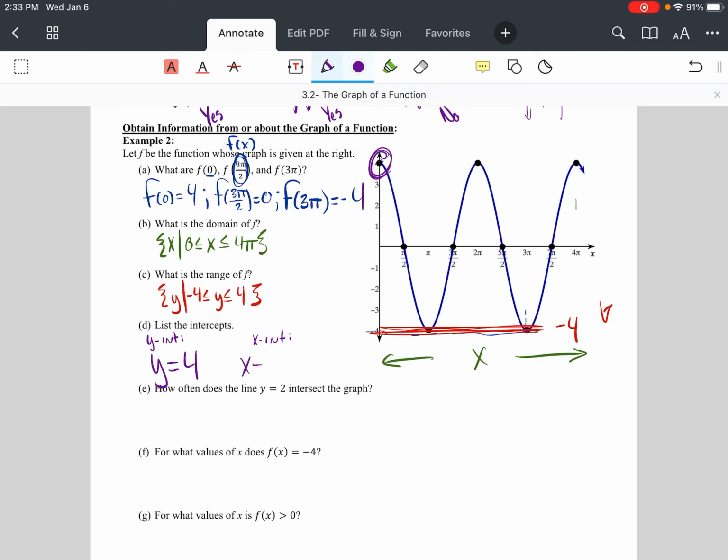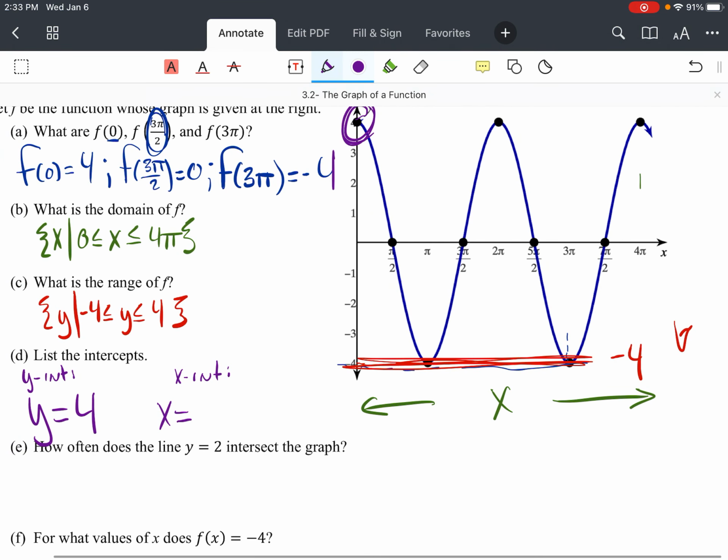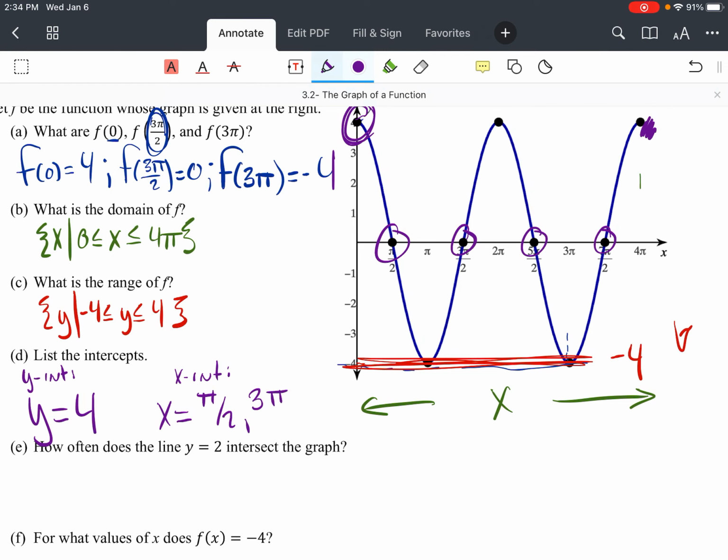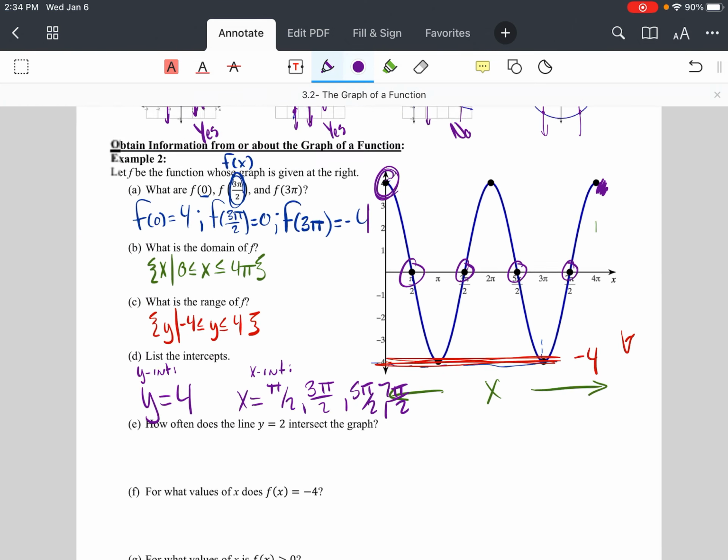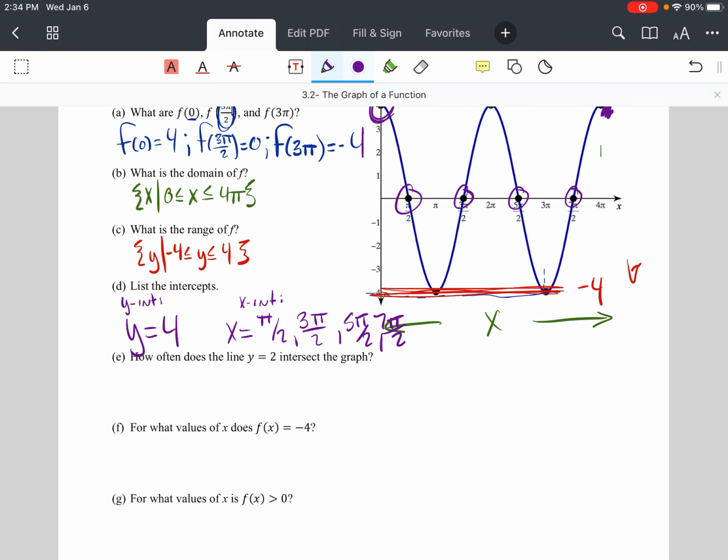Now taking a look at the x-intercepts. x is equal to, well, where does it cross the x-axis? In this case, it crosses the x-axis here, here, here, and here. So all I'm going to do here is simply write those numbers. It's pi over 2, 3 pi over 2, 5 pi over 2, and 7 pi over 2. And there we have it. So those are my intercepts.